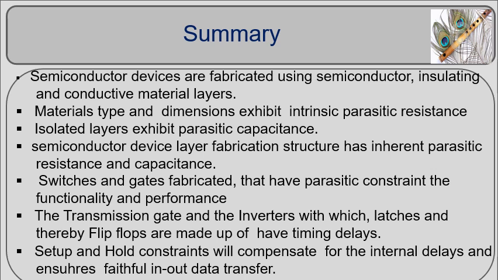Summarizing, semiconductor devices are fabricated on silicon wafers, using insulating materials like silicon dioxide, silicon nitride, and conductive layers like aluminum, copper, tungsten. Depending on the material type used and the physical dimensions, layers exhibit electrical parasitic resistance. The proximity of isolated layers creates parasitic capacitance. Semiconductor devices fabricated with bunch of conductive and isolated layers inherit parasitic elements. Thus, switches and gates fabricated that have built-in parasitic elements are constrained and impose limitations on the functional and timing performance.